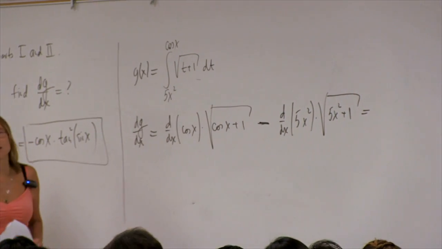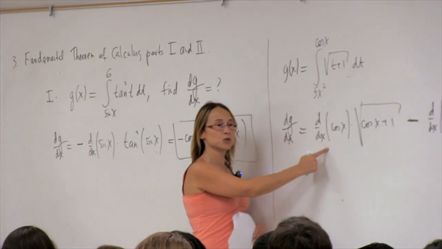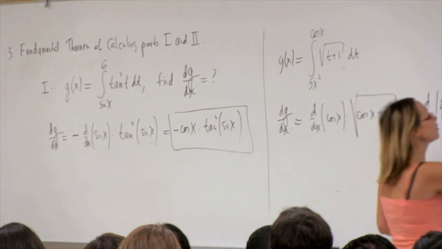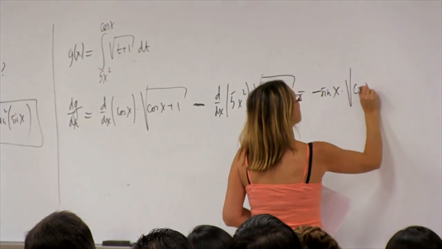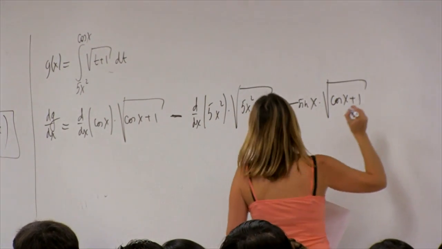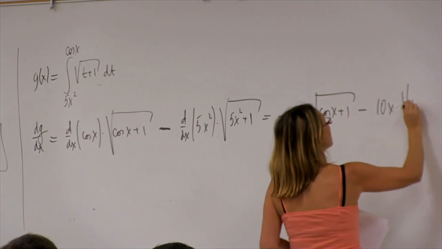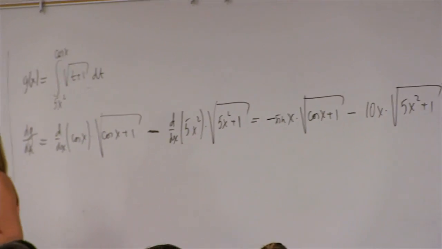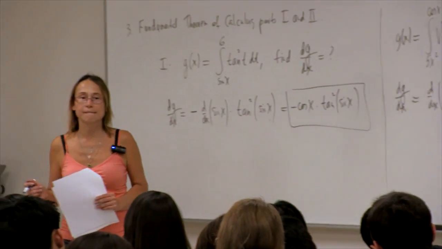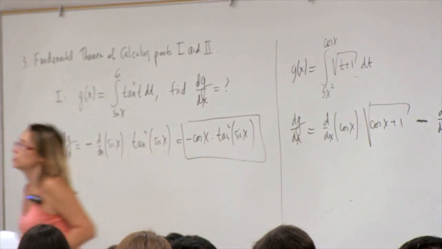So the only step that I have to perform after this is the actual differentiation. Okay, so I have minus sine x times cos x plus 1, minus 10x times 5x squared plus 1. I can stop here. No more simplification. Okay, so this is part 1 of the fundamental theorem of calculus.